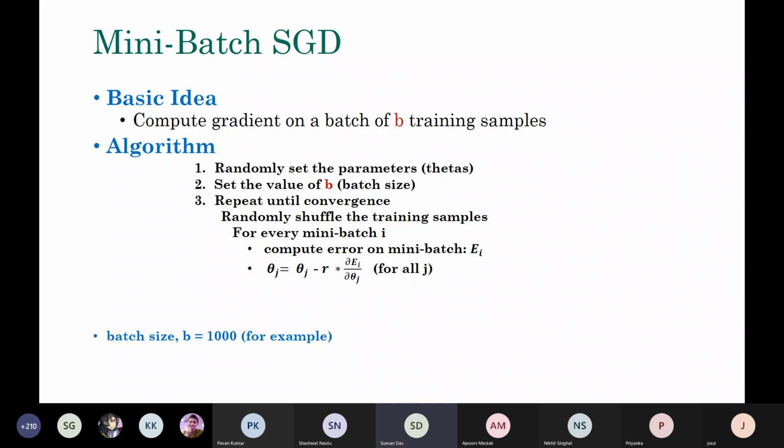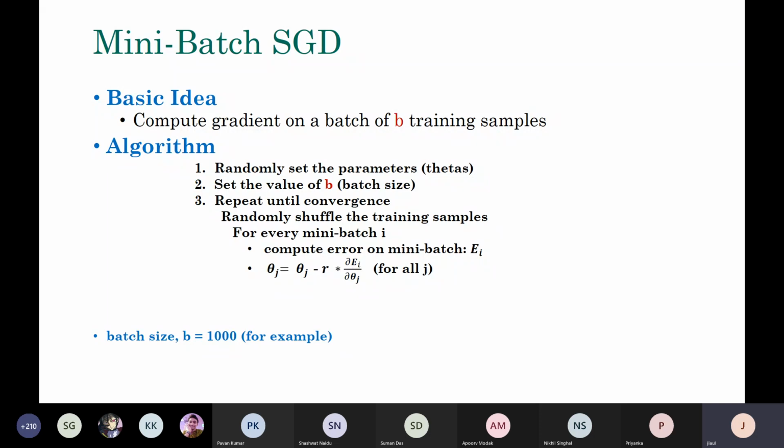But I did not get the point. For a particular theta j, till the end, for all the iterations, are we using the same Ei? Are we changing the sample, or are we not changing the sample? Okay, let me try that. Maybe I can use pen and paper and explain. So you have something like this.